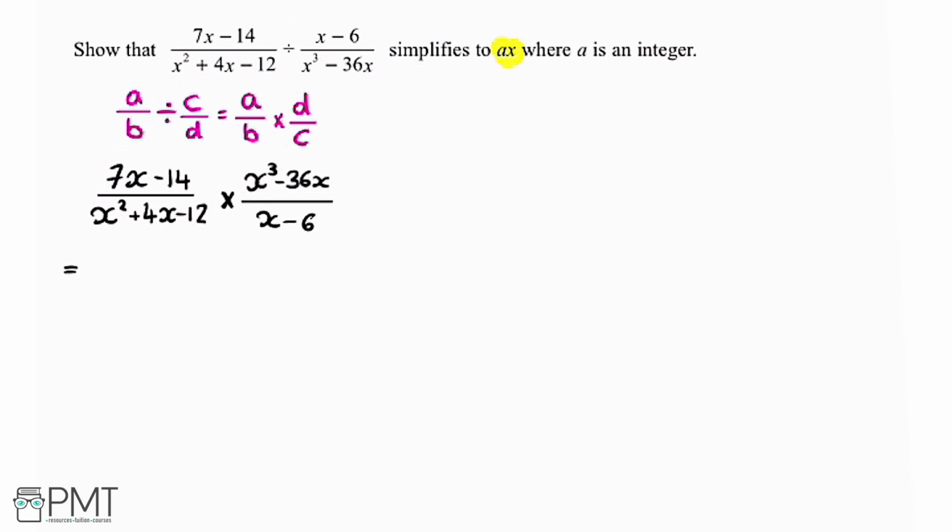Now next I'm going to factorise everything as much as I can. So firstly, look at the numerator here. I can see in both terms we've got a common factor of 7. So if I take 7 out, we'll be left with x minus 2.